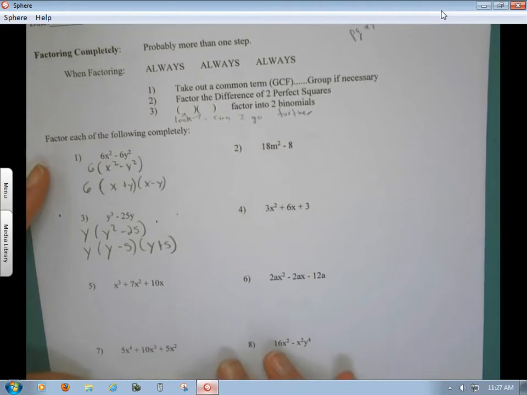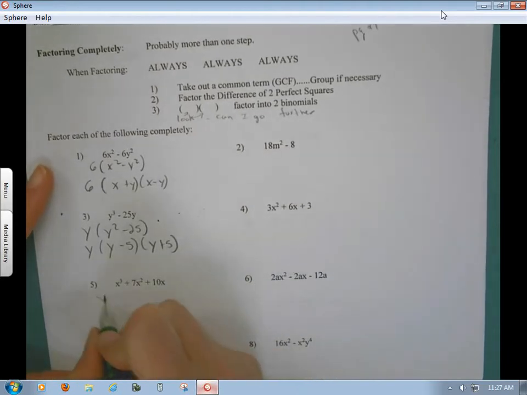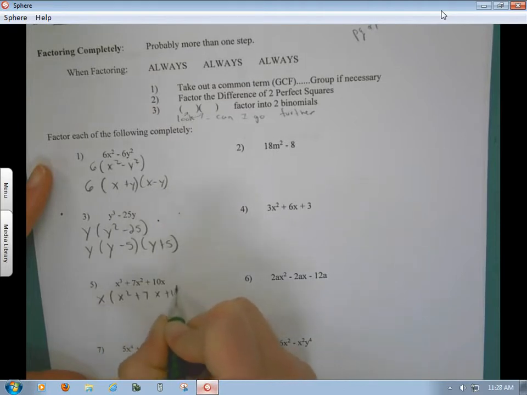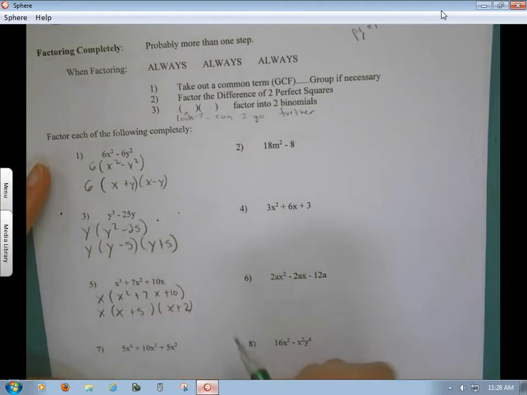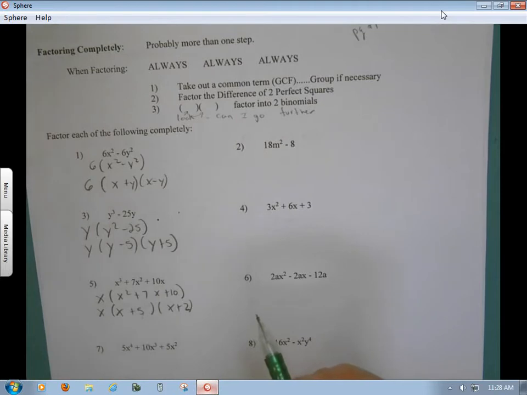Number five. Do you have a GCF? Yes, you do. Pull it out. Do you have the difference of two squares? No, in fact you have a trinomial. So it's not a perfect square trinomial. So let's factor. I'm going to say 5 and 2, because 2 times 5 is 10, and 5 plus 2 is 7. Remember, if you want to check any of these, you can distribute and FOIL back in.